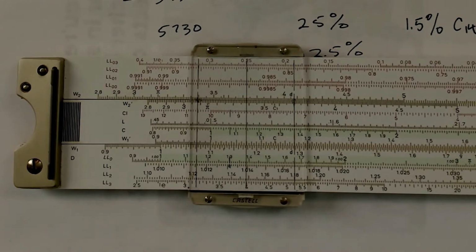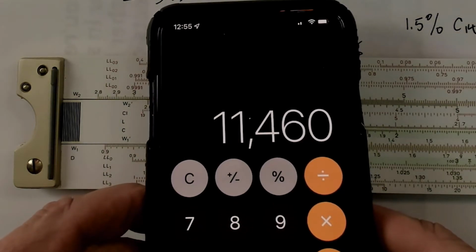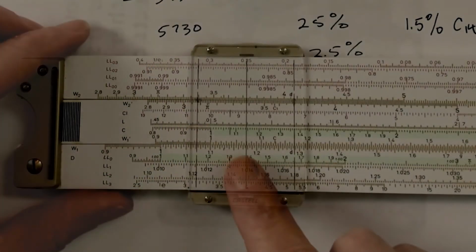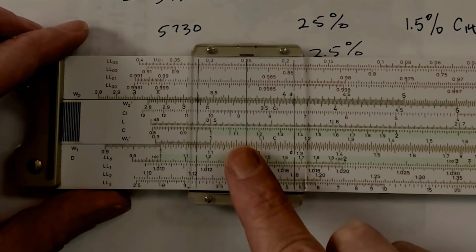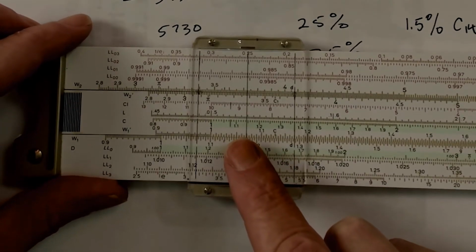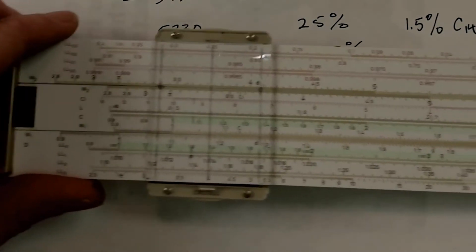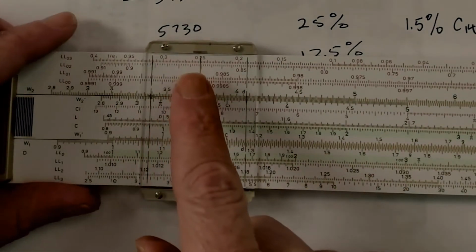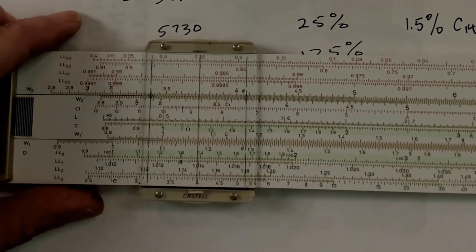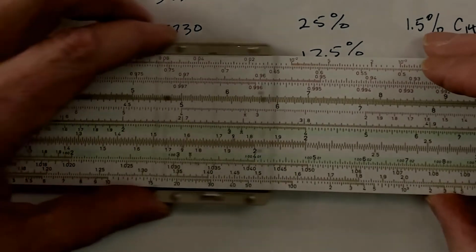11,470. So let's go check that real quick with the calculator just to make sure that we understand it. And there's our answer, 11,460. And if you look right here, that's pretty much what we had. I said 11,470 just eyeballing it. But if you wanted to get a little bit closer, you could. So that's at 25%, but we don't have 25%. What we have is 1.5%.